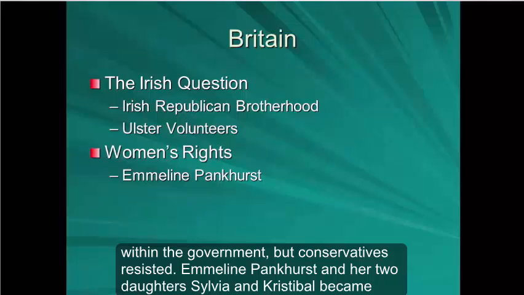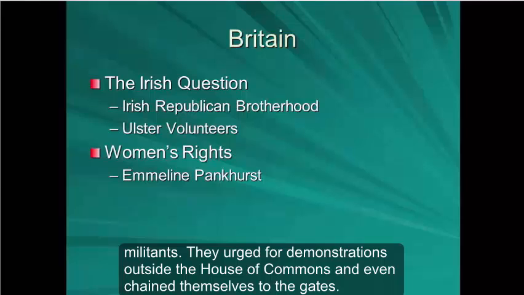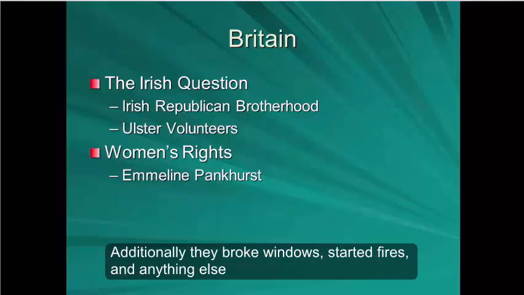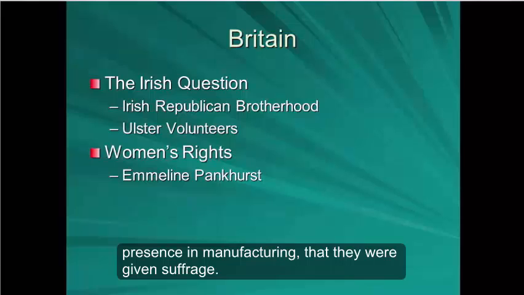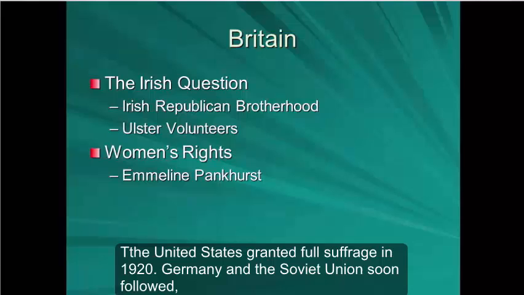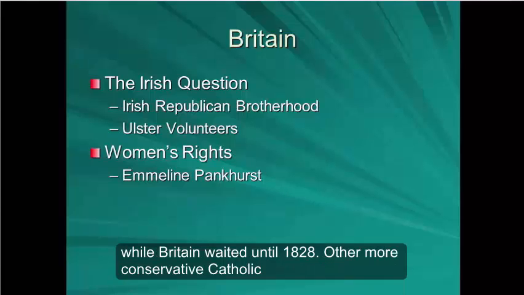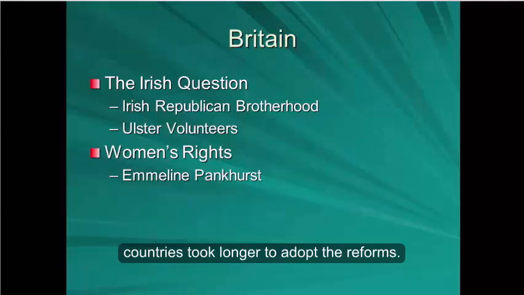Emmeline Pankhurst and her two daughters, Sylvia and Christabel, became militants. They urged for demonstrations outside the House of Commons and even chained themselves to the gates. Additionally, they broke windows, started fires, and anything else to bring attention to their cause. It wasn't until after World War I, when women increased their presence in manufacturing, that they were given suffrage. The United States granted full suffrage in 1920. Germany and the Soviet Union soon followed, while Britain waited until 1928. Other more conservative Catholic countries took longer to adopt the reforms.